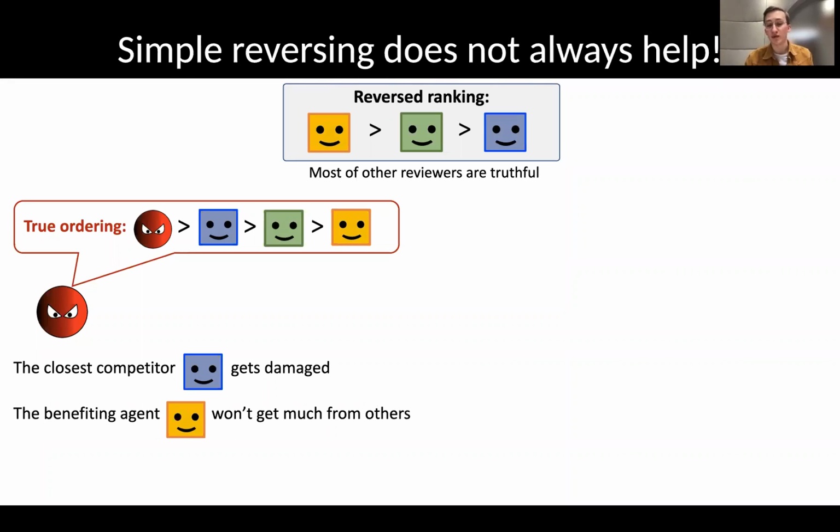Yeah, of course, we promote an orange colleague, so we give them a little bit more than they deserve. But this is fine because others are truthful, and the orange guy anyways won't get too much from others. So here we hurt our competitor, help someone else, but we don't really care about someone else because they anyways won't get high scores or get high in the rankings of others. So in this case, the reversing may be helpful.